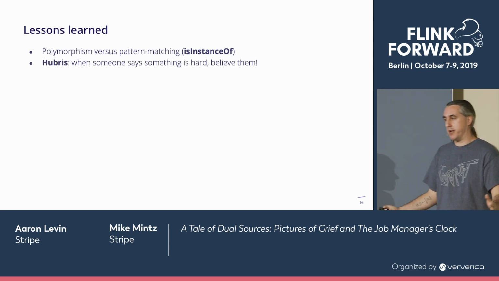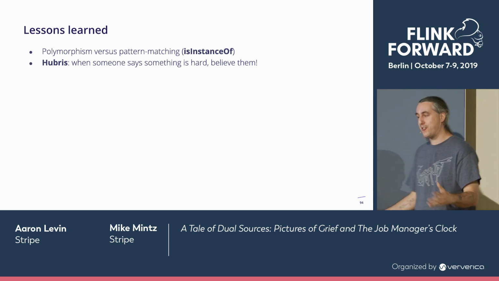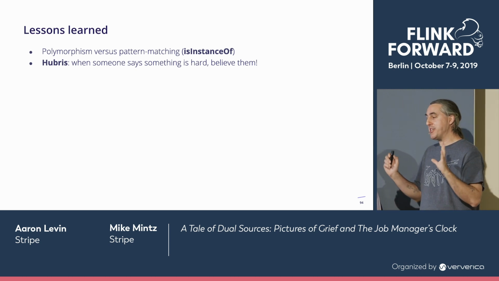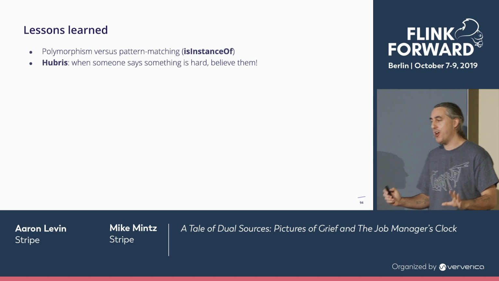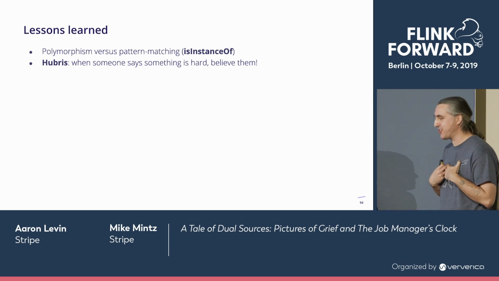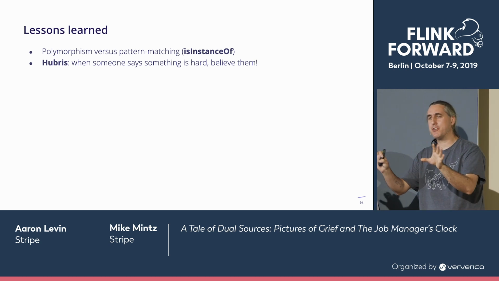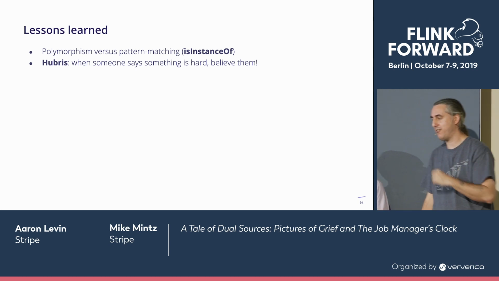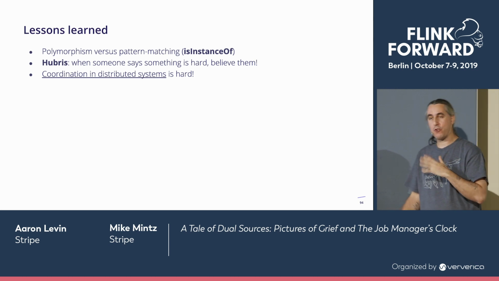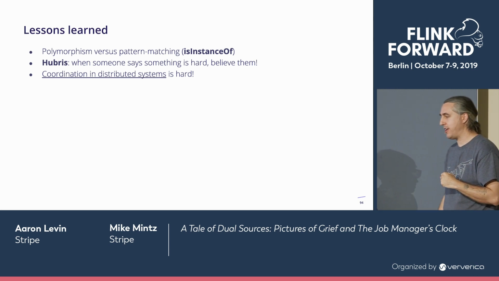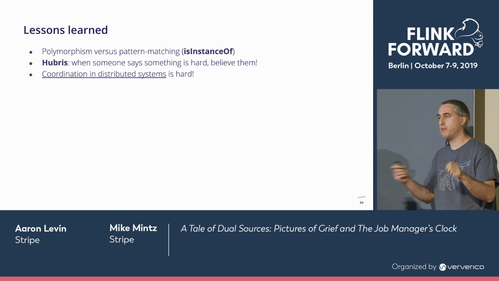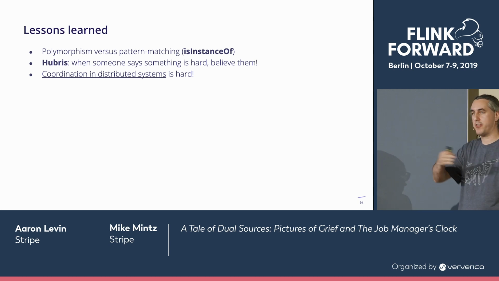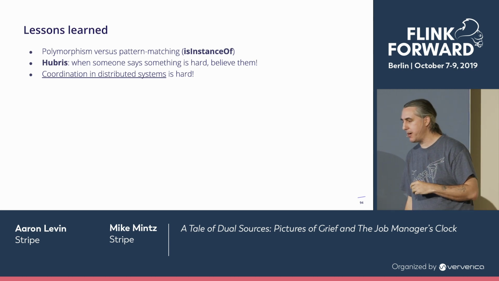The next is hubris. When somebody says something is hard, just really believe them. It's not that we didn't believe Lyft when they said it was hard, but there was definitely, upon reflection, an element of, hey, they didn't really spend much time on this weird, obscure technique. That can't be that difficult. And certainly it was. Coordination in distributed systems is hard. That's something you should always remember. We had to abuse Flink's restart policy just to ensure that the S3 to Kafka handover was atomic.